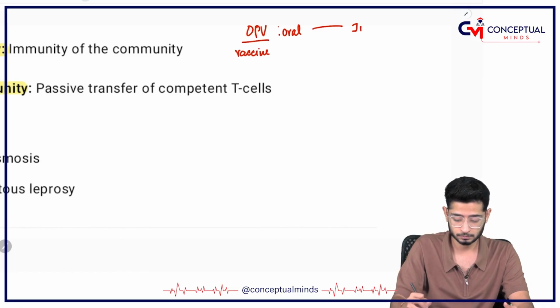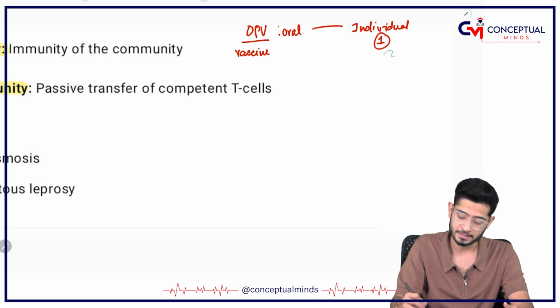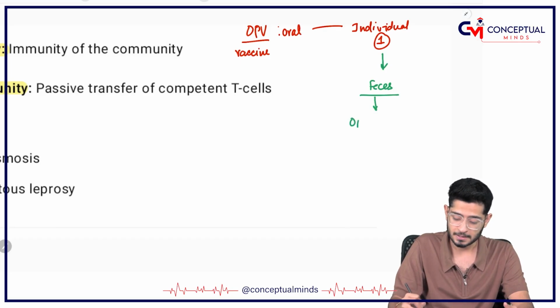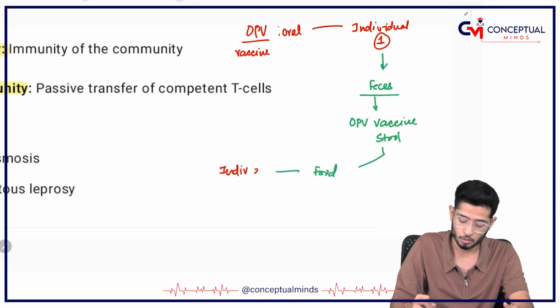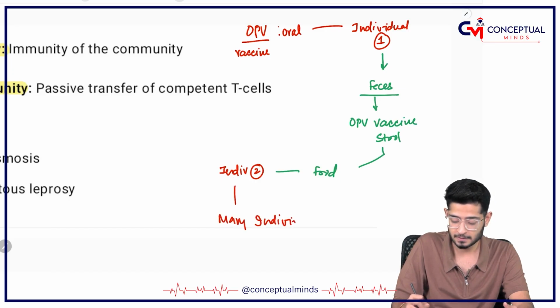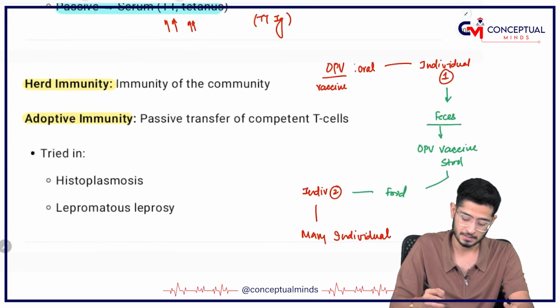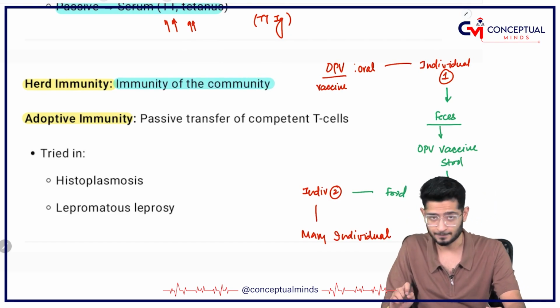So you give it to individual 1, and once individual 1 gets it, obviously individual 1 is going to release the OPV vaccine virus in the stools through the feces, and from there it is going to contaminate the food of other individuals, and via the food it is going to go to individual 2, and similarly it is going to go to many individuals. So can you see, this is the way herd immunity is achieved. That's why herd immunity means the immunity of the community, right?